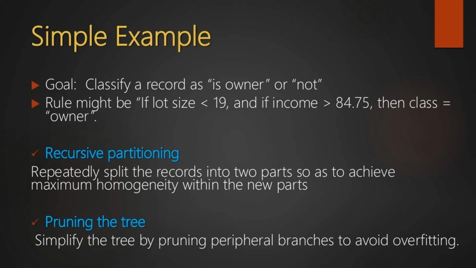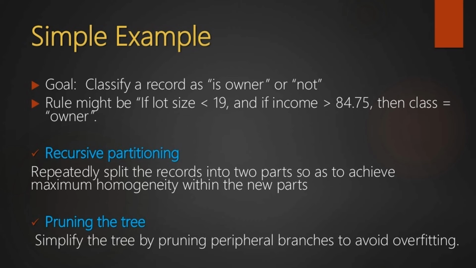Further, we'll discuss some examples. Goal: classify a record as owner or not. The rule might be: if lot size is greater than or less than 19 and if the income is greater than or less than 84.75, then class equals owner.